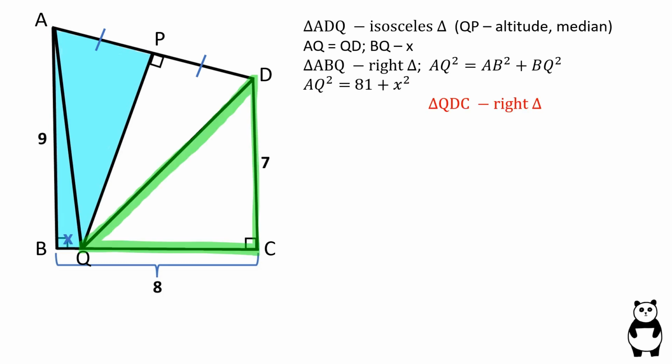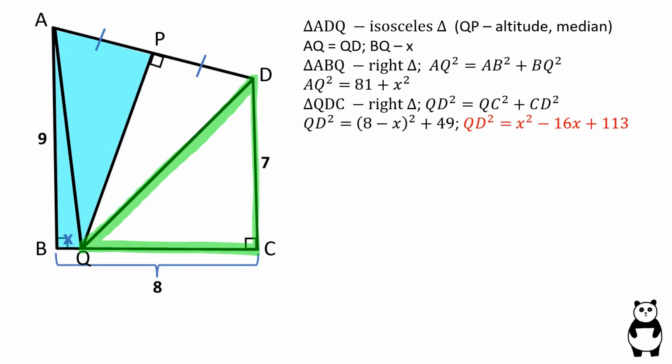Triangle QDC is a right triangle. By the Pythagorean theorem, QD squared is equal to QC squared plus CD squared. Let's sub in the values. QD squared is equal to x squared minus 16x plus 113.